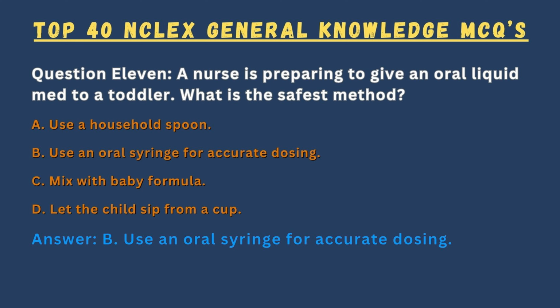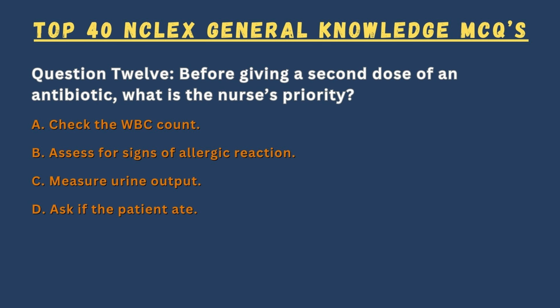Answer. B. Use an oral syringe for accurate dosing. Question 12. Before giving a second dose of an antibiotic, what is the nurse's priority? A. Check the WBC count. B. Assess for signs of allergic reaction. C. Measure urine output. D. Ask if the patient ate. Answer. B. Assess for signs of allergic reaction.